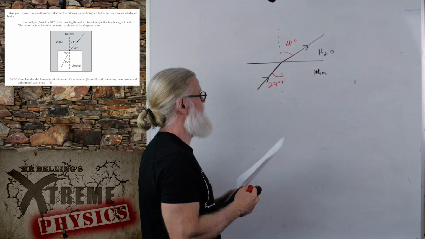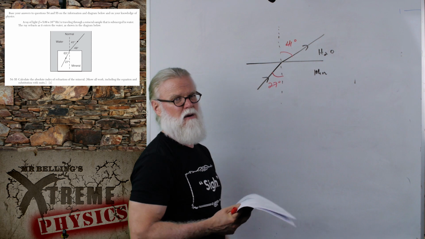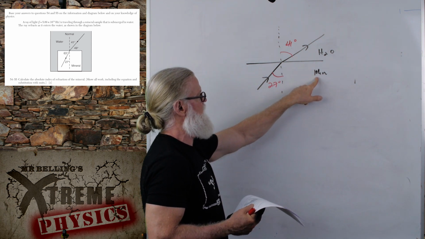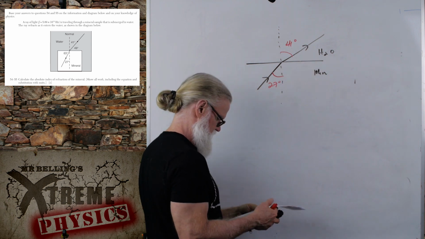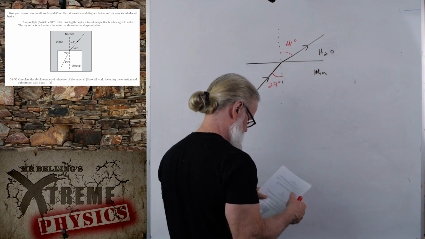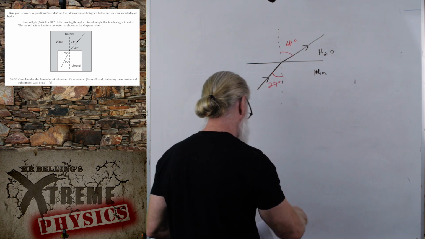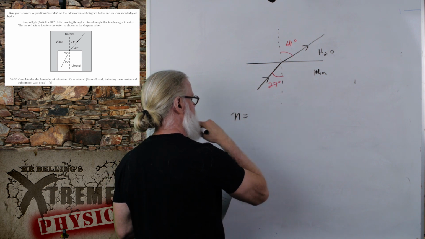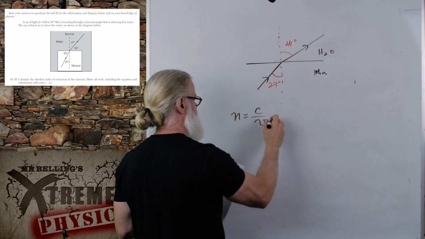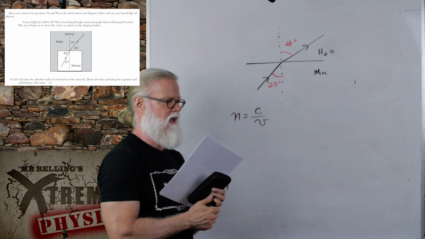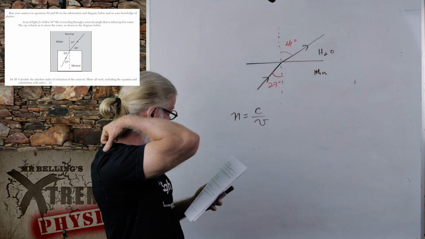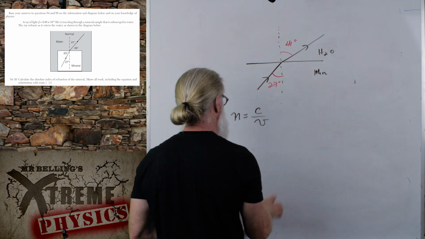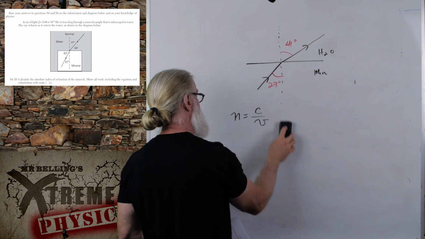It's looking like it's speeding up because it's bending away from the normal. So light travels slower in the mineral than it does in the water. Calculate the absolute index of refraction of the mineral. The first thing you want to think of with index of refraction is c over v. But in this case, we can't use that because we don't know the speed.